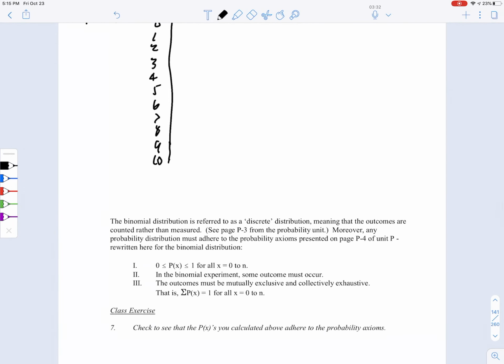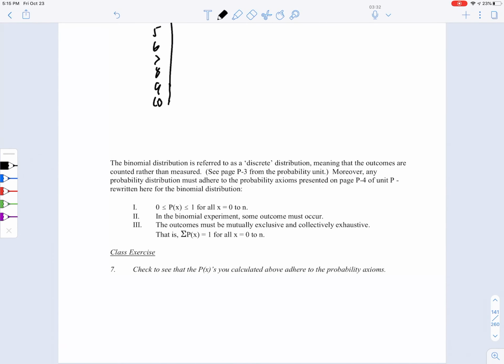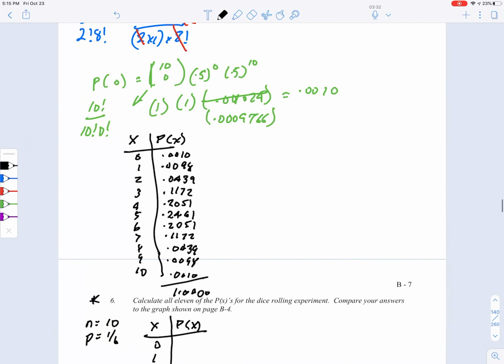Last thing here is it says probability distribution is referred to as a discrete distribution, meaning that the outcomes are counted rather than measured. So we count the number of successes. Moreover, any probability distribution must adhere to the probability axioms back in unit P. And so for a binomial distribution, all of the probabilities are between 0 and 1. If you take a look up here, they're all between 0 and 1.